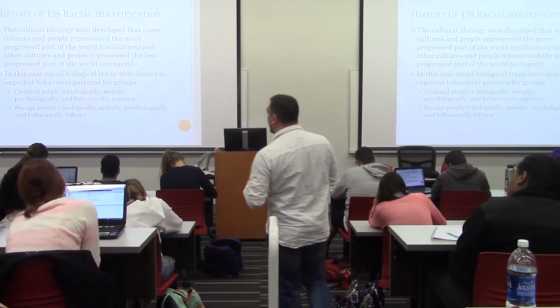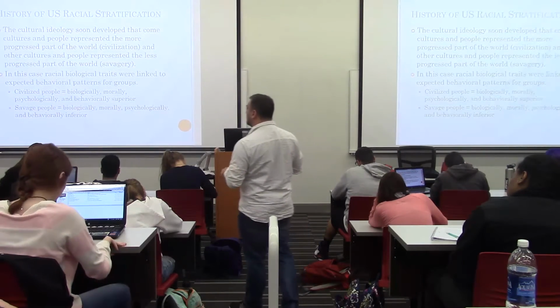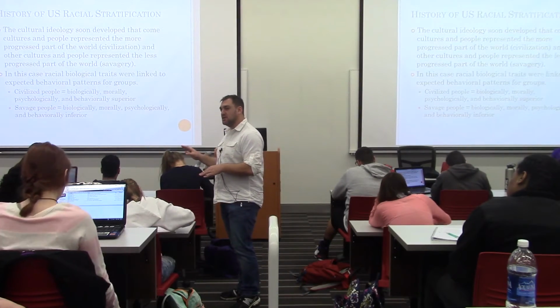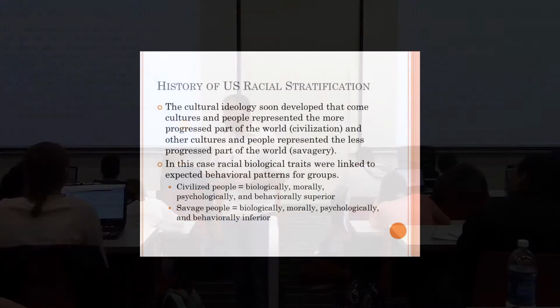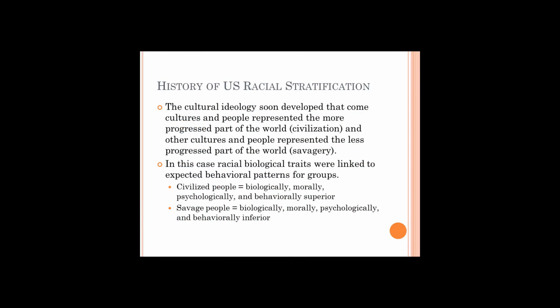And in this case, racial and biological traits were linked to the culture as well as the expected behavioral patterns. So civilized people were biologically, morally, psychologically, and behaviorally thought to be superior in comparison to members of the savage world, who were thought to be biologically, morally, psychologically, and behaviorally inferior.